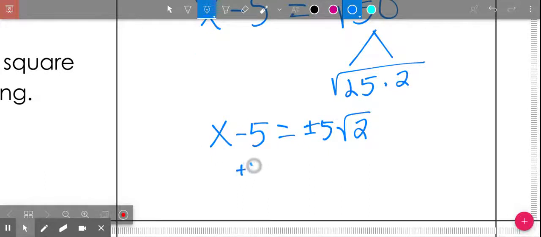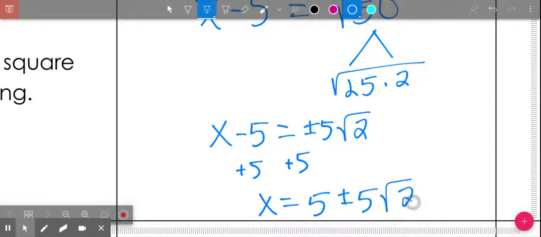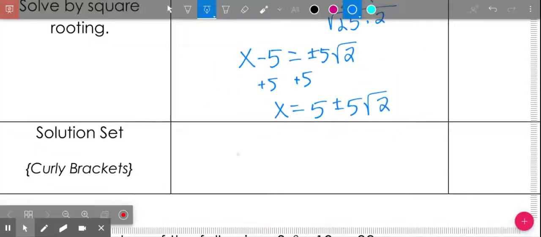Now we need to add the 5 over. So we'll have x is equal to 5 plus or minus 5 square roots of 2. You cannot combine those because that's a plus and minus, and it has a radical, so they just don't go together. Okay, so don't combine the 5s. Last but not least, we have our solution set we need to write in curly brackets. So we're going to have 5 plus or minus 5 square roots of 2.